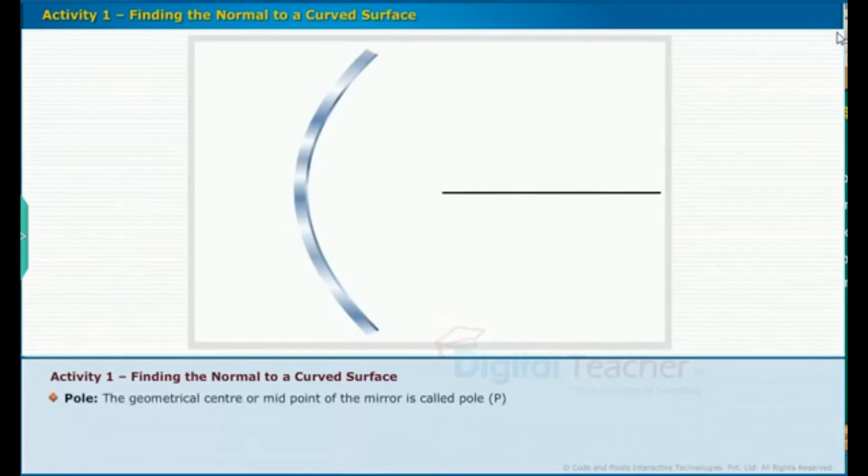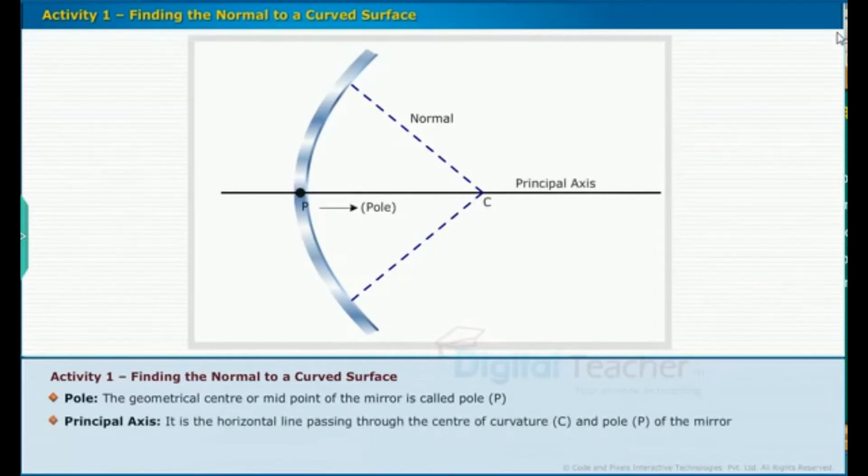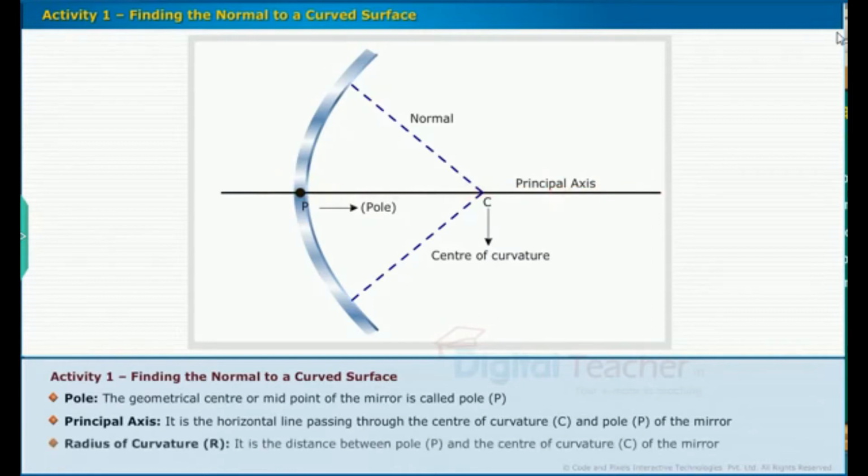Pole. The geometrical center or midpoint of the mirror is called pole P. Principal axis. It is the horizontal line passing through the center of curvature C and pole P of the mirror. Radius of curvature R. It is the distance between pole P and the center of curvature C of the mirror.